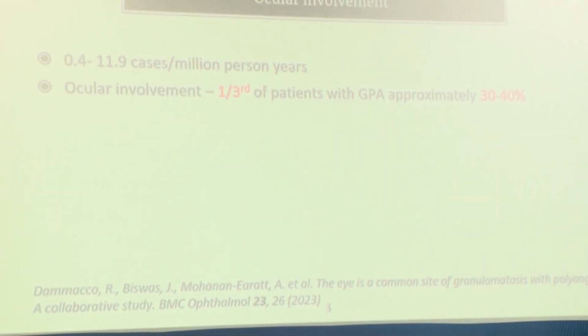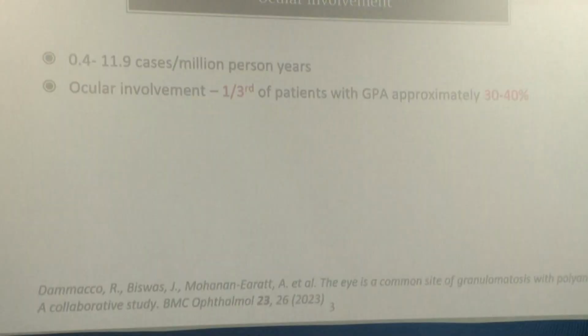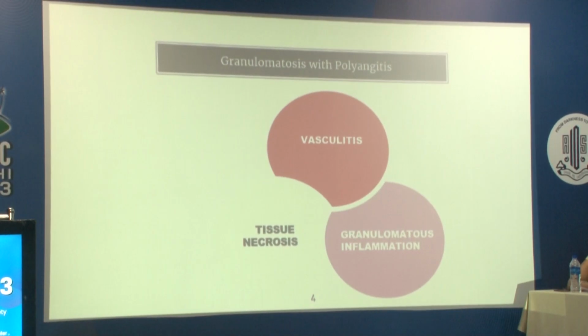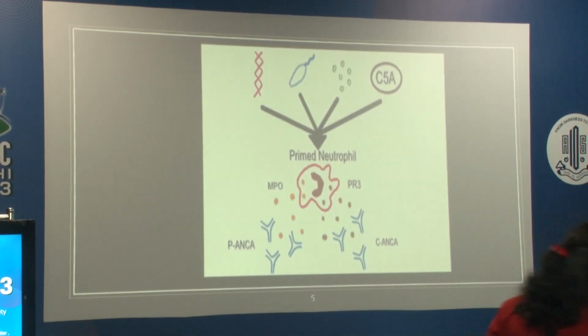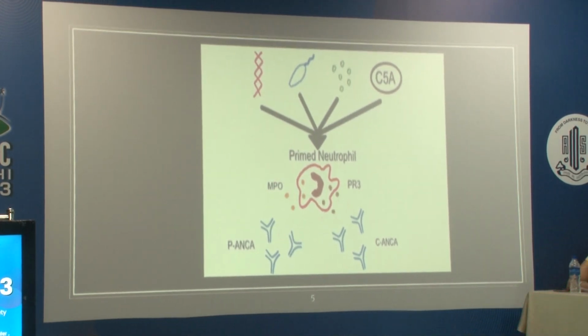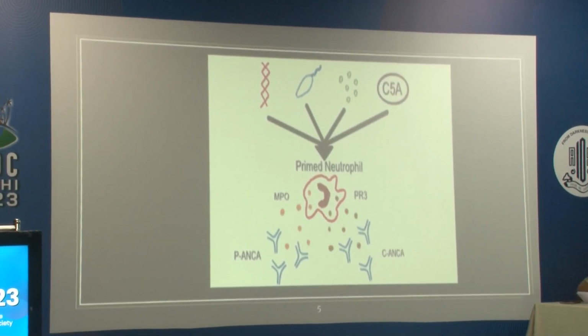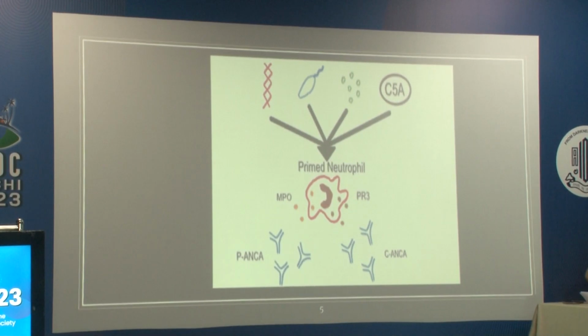Ocular involvement is seen in about one third of the patients, approximately 30 to 40%. This condition has a triad of vasculitis, tissue necrosis, and granulomatous inflammation. Many triggering factors like Staph aureus infection, pro-inflammatory cytokines, and genetic factors have been studied, which trigger a neutrophil and make it primed. In turn, it releases antigens called myeloperoxidase, MPO, and the proteinase 3 antigen.